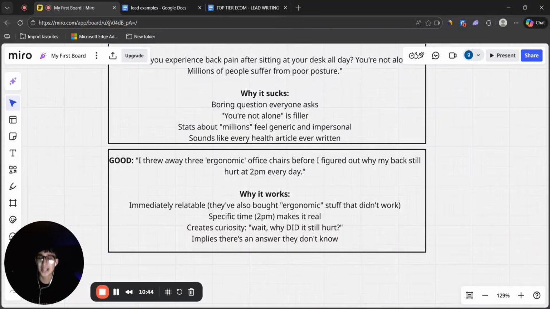And then it creates curiosity. Wait, why did it still hurt? This person has tried multiple options. How come it still hurt? They want to know because they're experiencing the same pains. It implies there's an answer that they don't know, so they want to find out. What do you know that they don't? What did you find out?